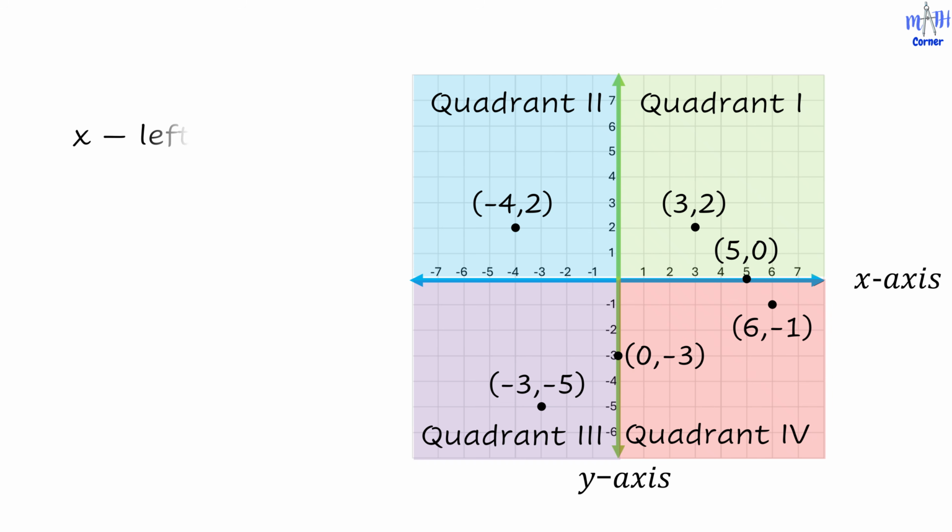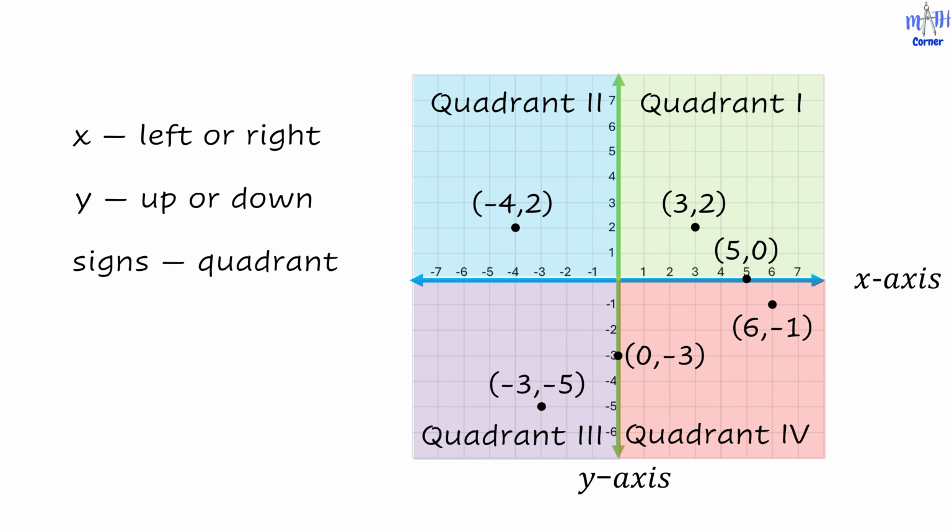Let's summarize. X tells you left or right. Y tells you up or down. Signs tell you the quadrant. And 0 means the point lies on an axis. That is how you describe a point in the Cartesian plane.